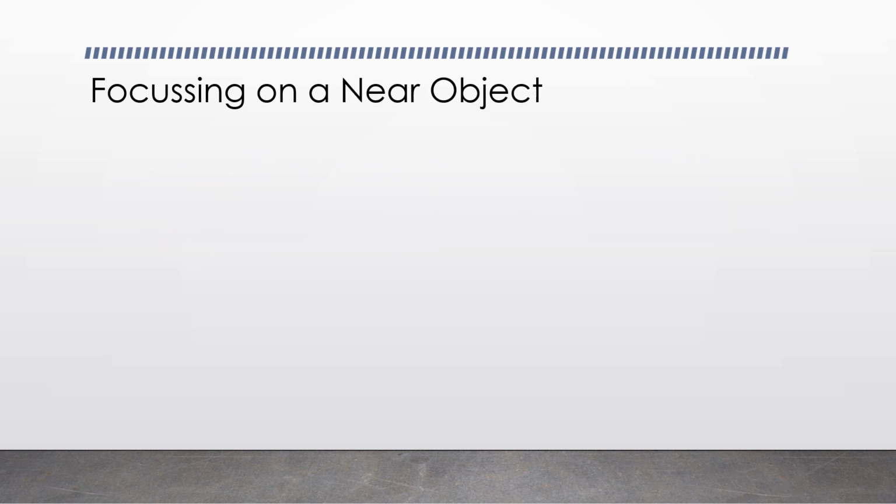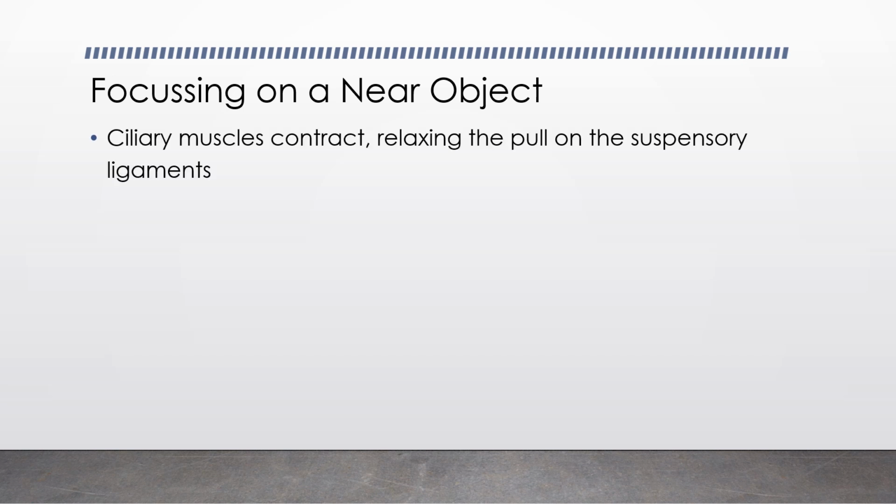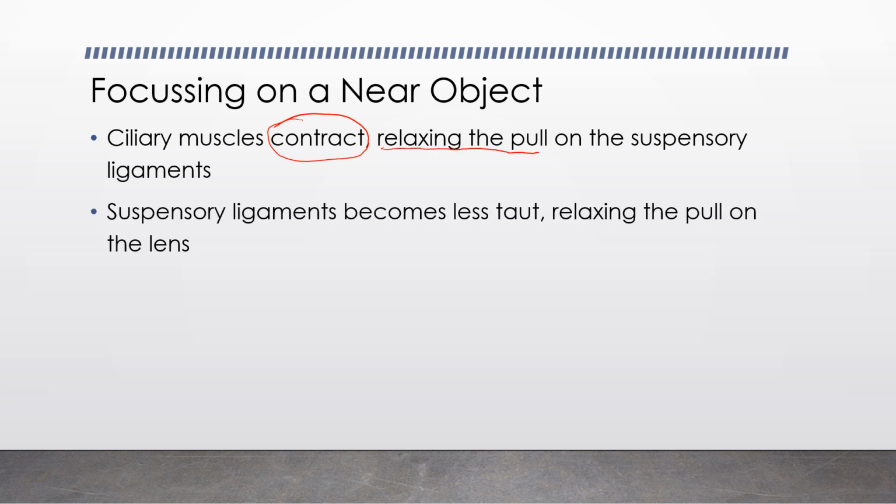Now, when you're looking at something that is near, it's actually the same play, the same style of writing, but some words become opposite. So number one, you can see over here that the ciliary muscles contract, and this contraction of the ciliary muscles relaxes the pull, so it's not so tight anymore. So you can see over here it becomes less taut in the suspensory ligament.